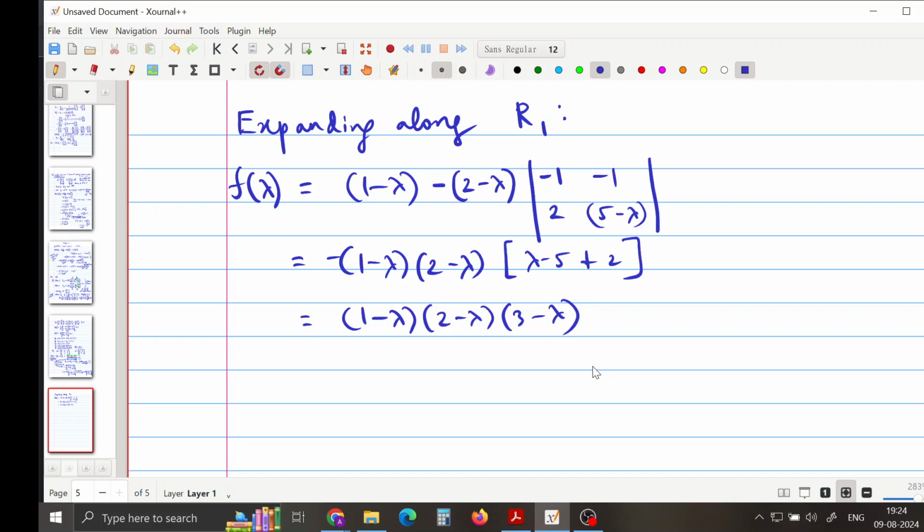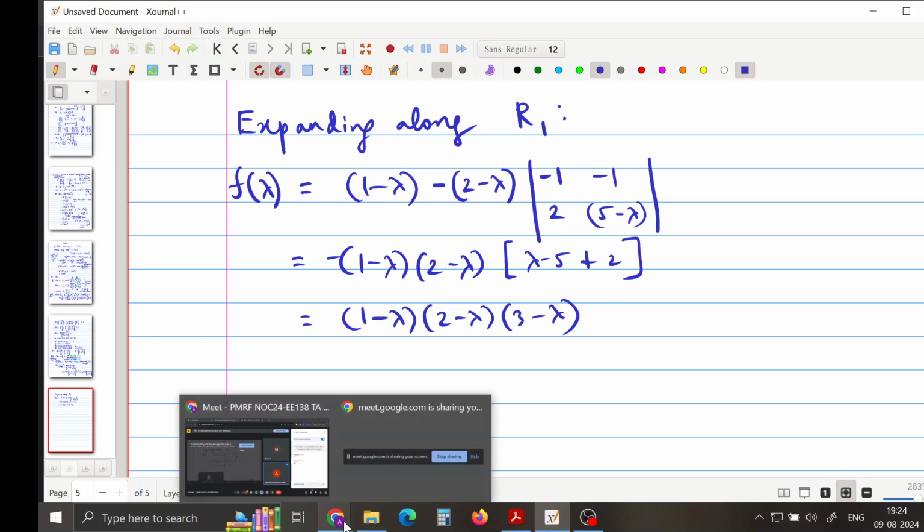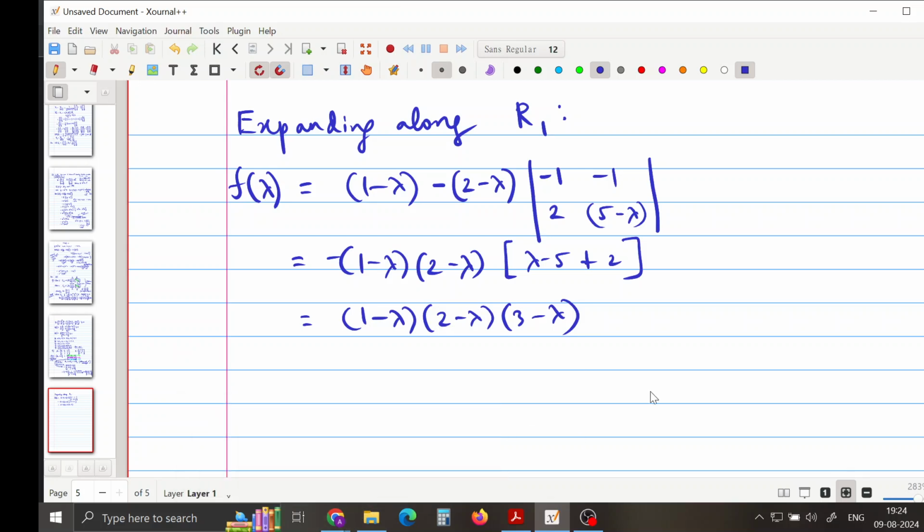And why do you need the roots of the polynomial? Because the roots of this characteristic polynomial are the eigenvalues of the matrix. That's what was asked in the question. So what are the roots of f of lambda here? 1, 2, and 3, exactly. So these 1, 2, and 3 are your eigenvalues.